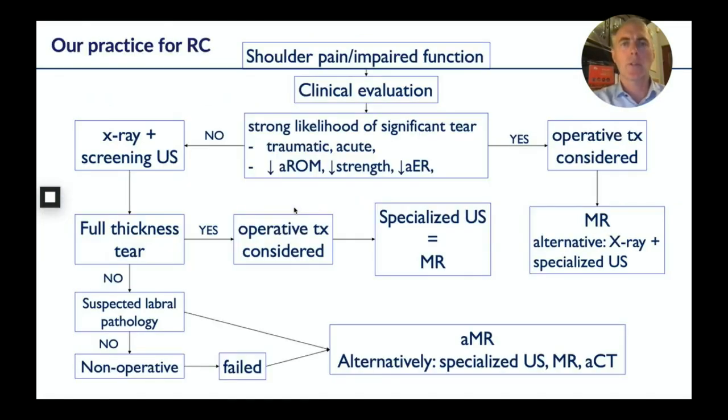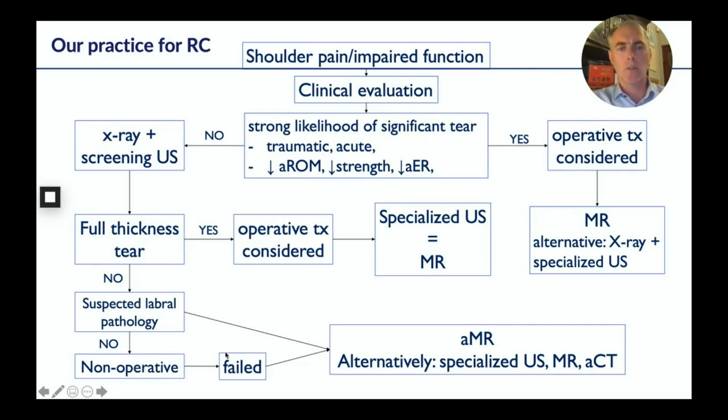How we do it in our clinic: if we have a shoulder pain patient with impaired function and we evaluate it, we would like to see if there is any likelihood of a significant tear with traumatic loss of active range of movement. If there is no such thing, then we would send our patient for an X-ray and I would do this ultrasound scan myself. If there is no suspicion of a cuff tear, no suspicion of labral pathology, then the patient goes for non-operative treatment.